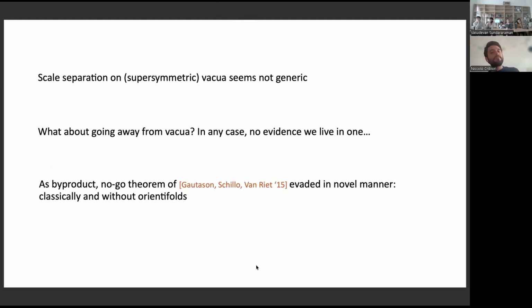Okay, so to summarize, scale separation in the supersymmetric vacua I talked about seems to be not generic. But then if we really believe that scale separation is the way to go, we have to be more creative. And one possibility is that maybe we are too restrictive in looking for vacua. So as a theoretical question, what happens when we try to go away from vacua for the problem of scale separation? And in any case, there is no evidence that we live in a vacuum today.